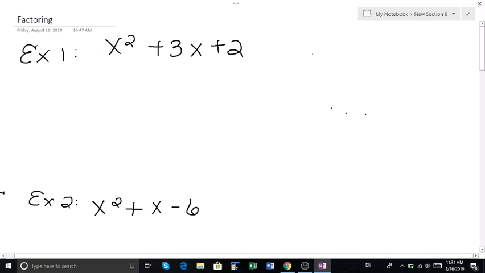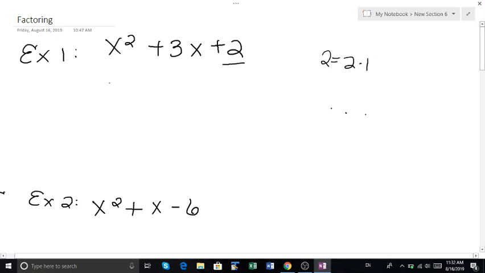Whenever we're factoring quadratics like this, the first thing we want to do is look at what numbers multiply together to give us the constant, which in this case is 2. So we only have 2 times 1. And we need to ask ourselves, is there any way we can combine 2 and 1 to give us 3? Yeah, we can add them. 2 plus 1 is 3.